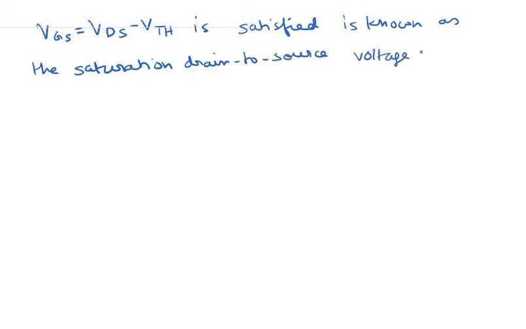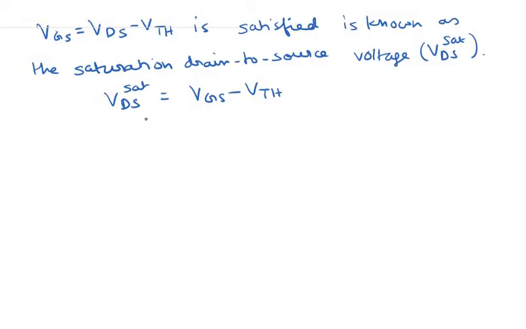And this is denoted by VDS sat. So VDS sat is equal to VGS minus VTH. So VDS sat is a fixed voltage, and it is the voltage at which the inversion layer just disappears at the drain end, or the drain end of the channel just pinches off.